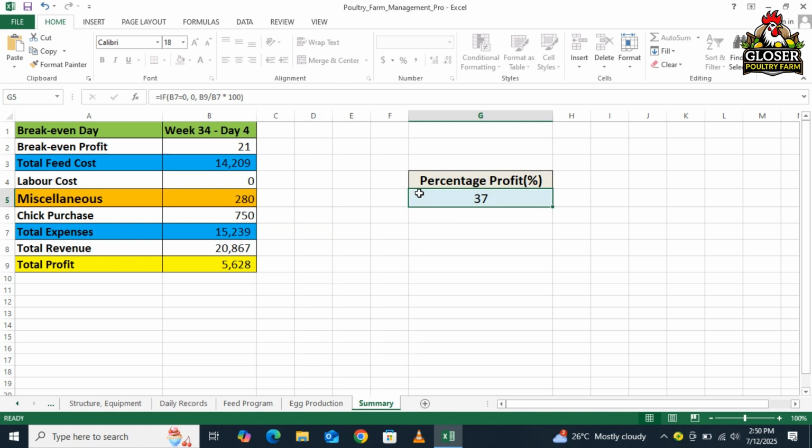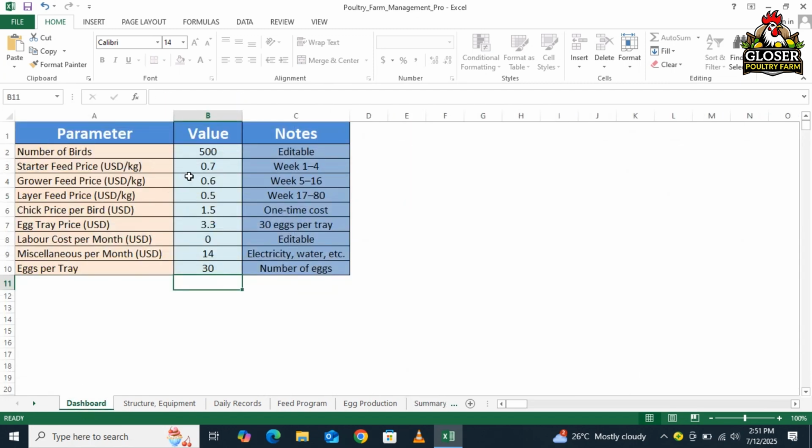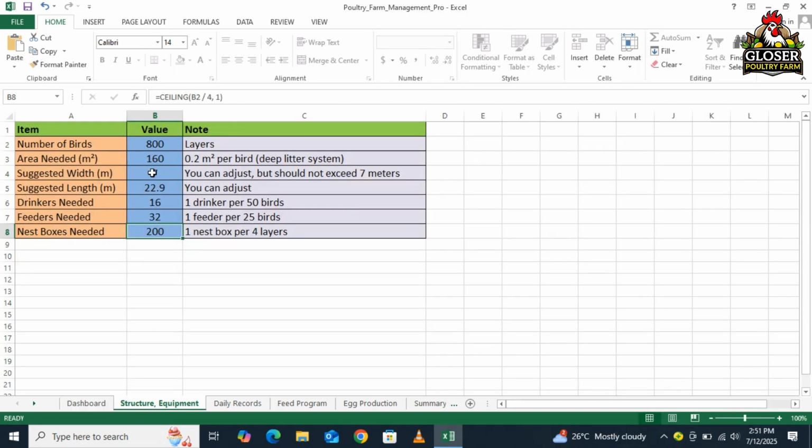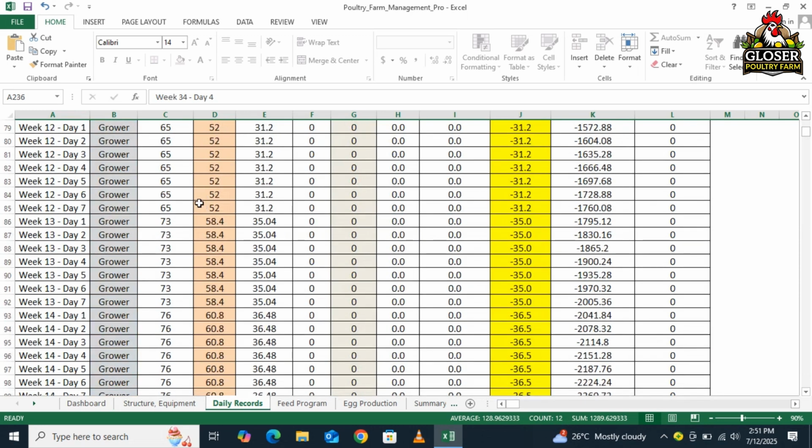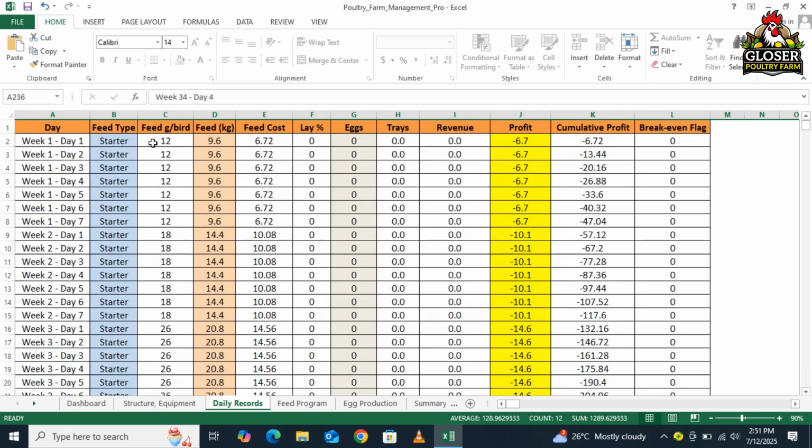That means for every $100 you spend, you make $37 in profit. That kind of return is rare in many businesses. In fact, most other ventures bring in 20% or even less. So this kind of farming, when done right, can be a powerful source of income. And remember, this profit is calculated without including the cost of land, the chicken house, or equipment, because those are one-time investments. Once you build them, they can serve you for many years and multiple flocks, making future cycles even more profitable. That's why I always say, don't guess, plan with precision.